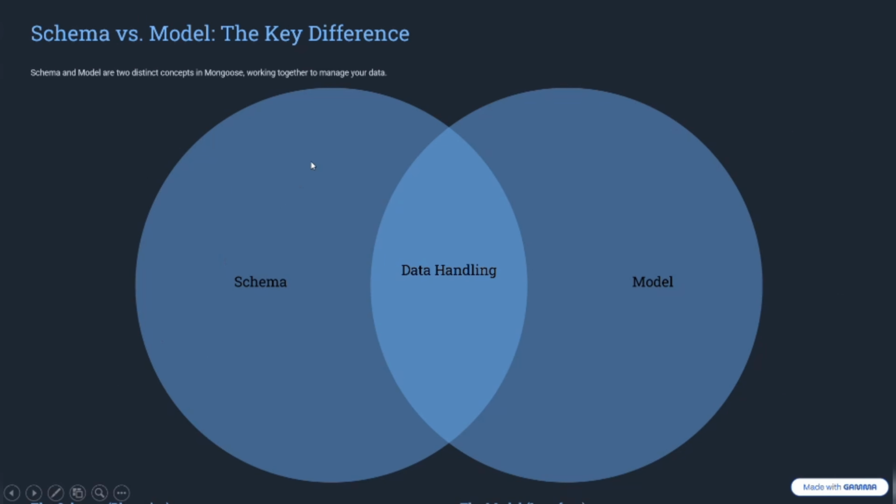So schema versus model, the key difference. A schema is just the design, while the model is the working version that interacts with the database, like the difference between a plan and a building. So let's go into the next slide.